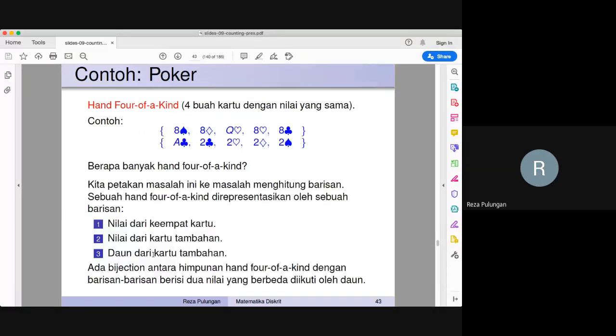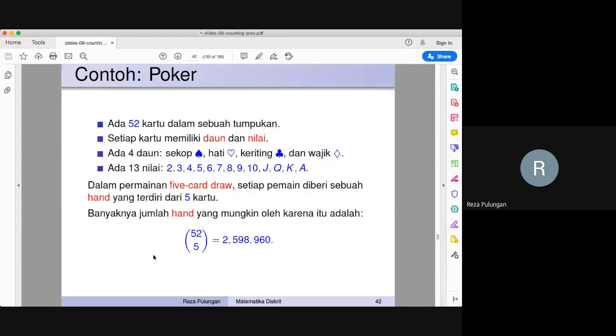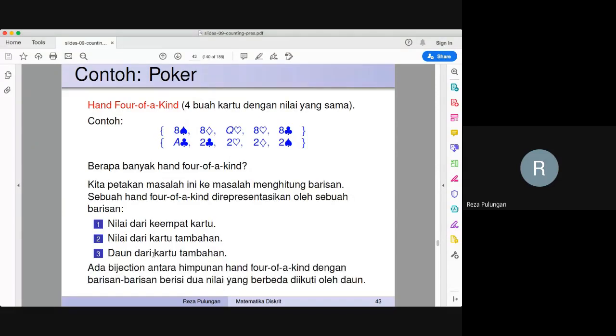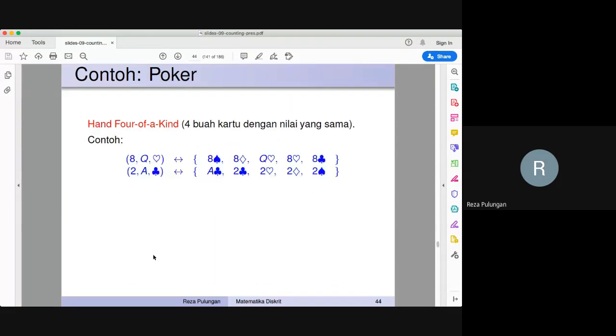Namely, there are 4 possibilities for the suit here. So the number of all possibilities is just their multiplication, the generalized product rule, remember that? Then this will be 13 multiplied by 12 multiplied by 4, which is 624. Look at that. So the number of possible 4 of a kind hands is just 624 out of around 2,600,000. So 4 of a kind is really, really rare.